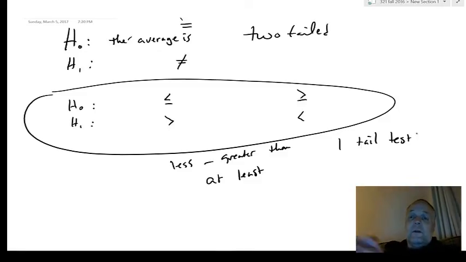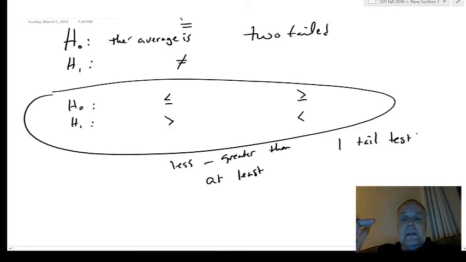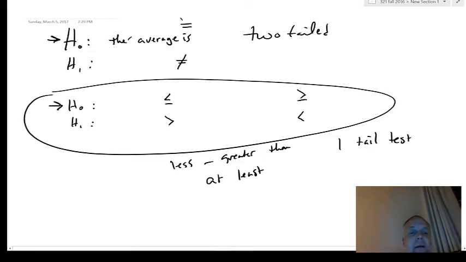Okay, so when you get the answer out, now what did I just show? What did I just prove? Here's the game. You need to be able to understand, is this a two-tailed test or is it a one-tailed test? H naught is always our assumption. We always work under that assumption.